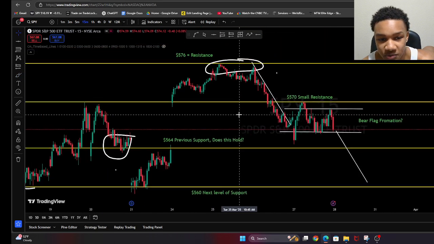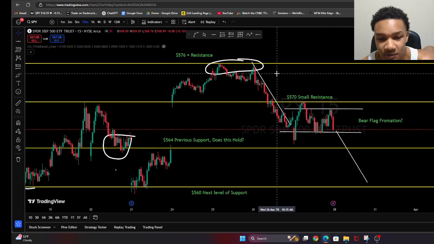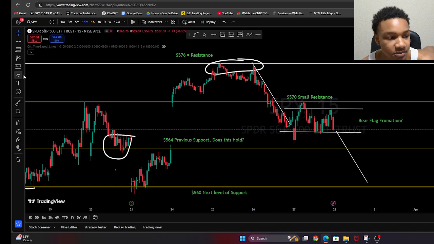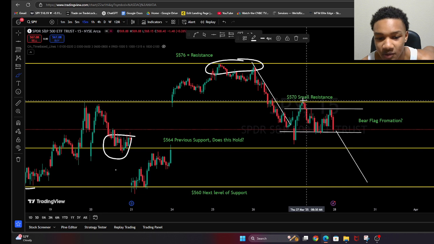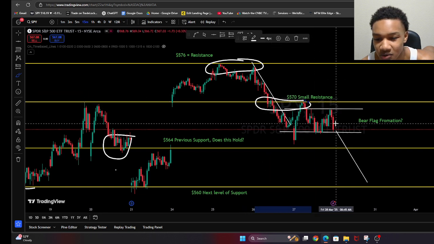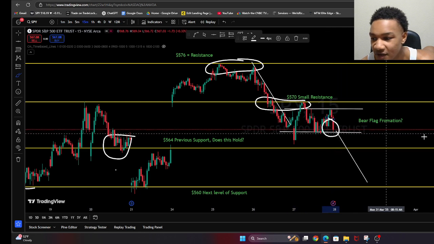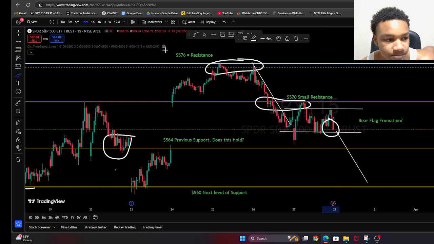And what we do is we see where price is at right here in the middle, right? Let me circle where we're at in the middle. Right now we're at the price of 567. We're kind of in the middle, right? So right here you have a small resistance of $570 as well. Price is right here at 567, right?